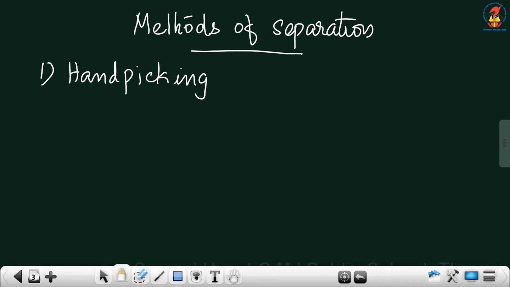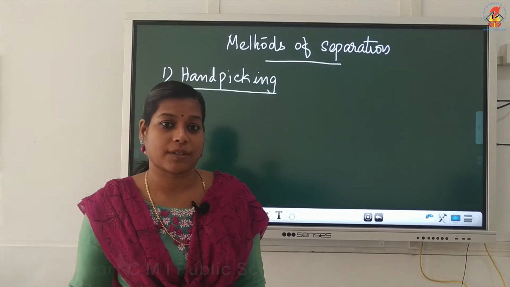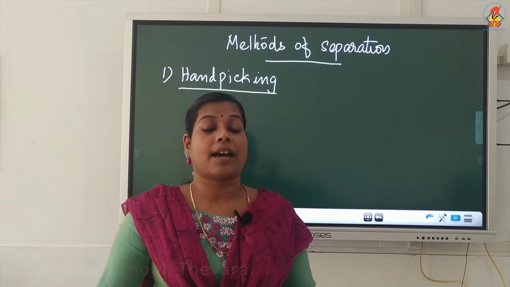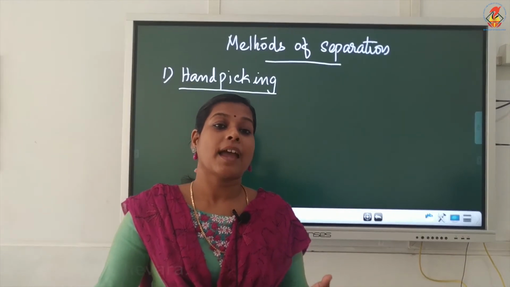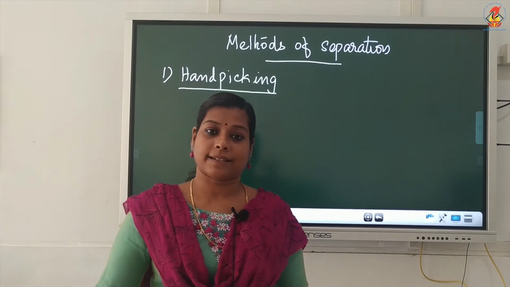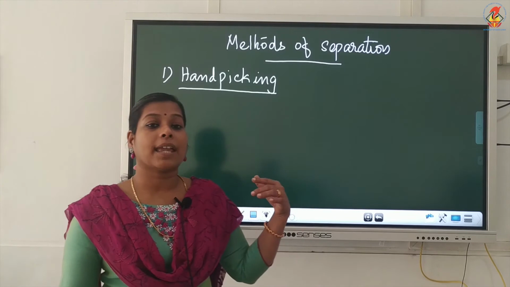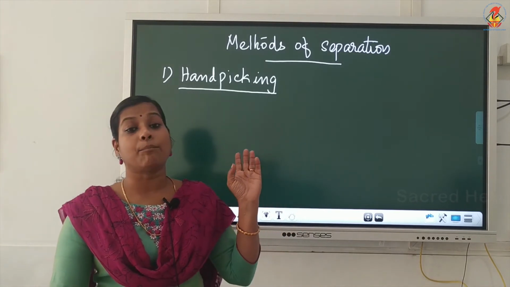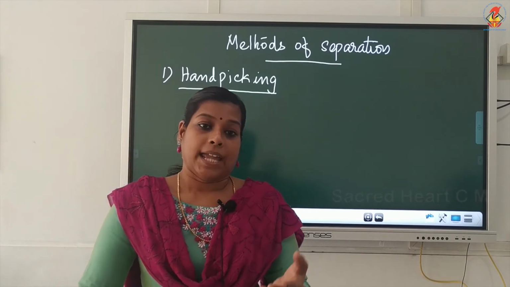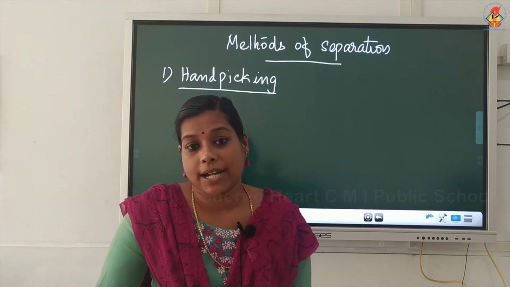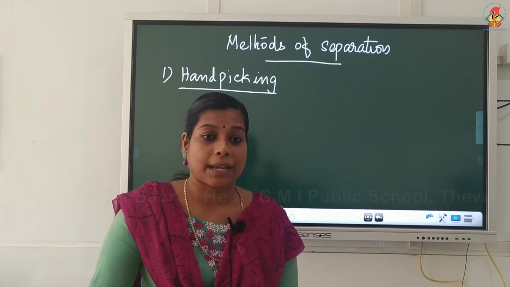When do we use this method of hand picking for separation of the components of a mixture? Just now we have seen that before cooking the rice, your mother takes the rice in a plate, picks out all the unwanted materials and separates them, isn't it? So hand picking is a method used if the quantity of impurities is less. In any mixture, if the impurities are present in very small quantity, then we will adopt the hand picking method.